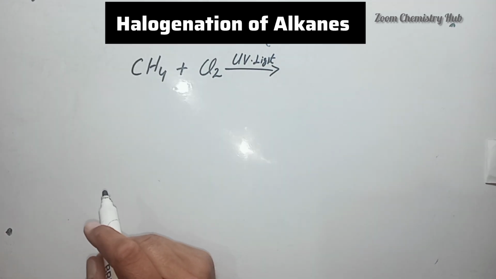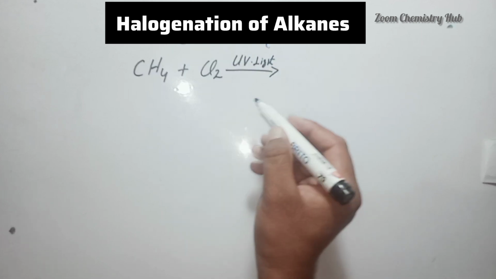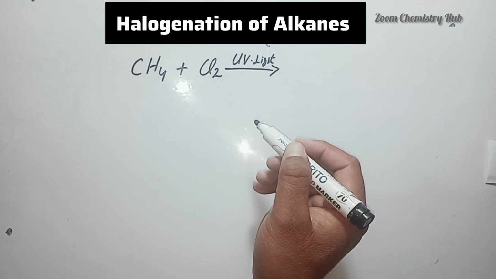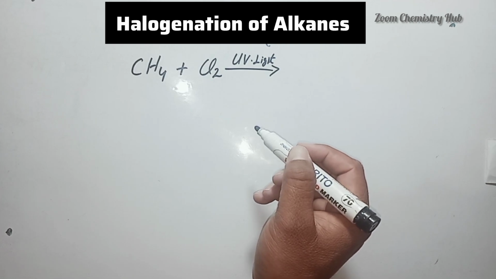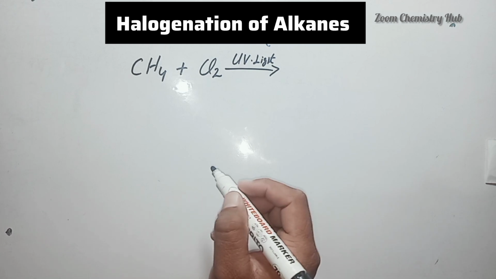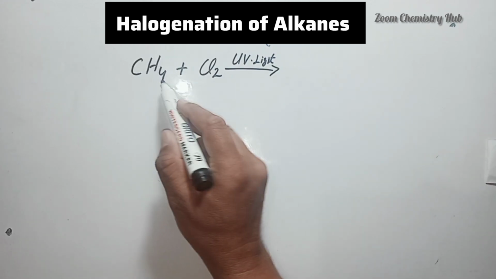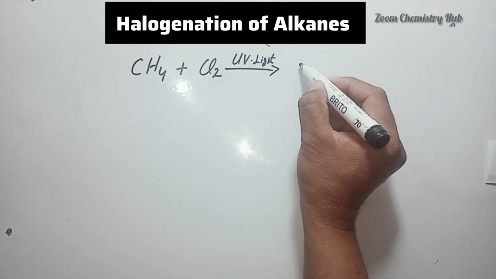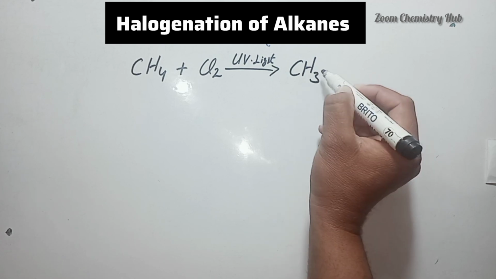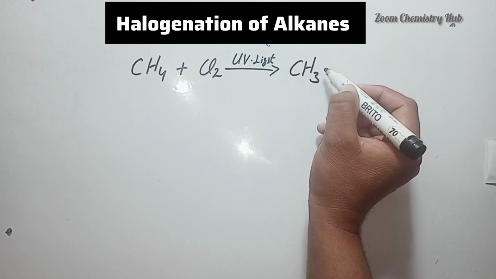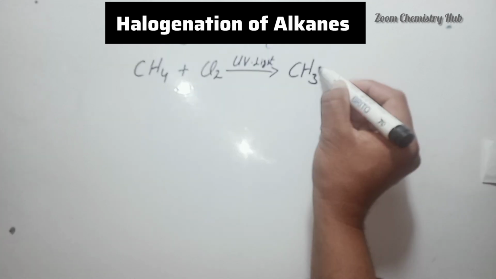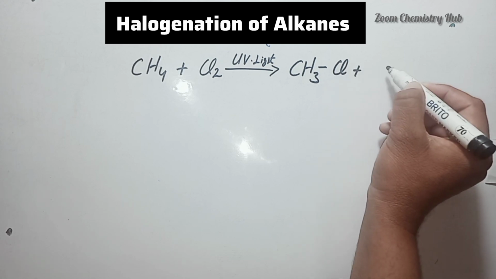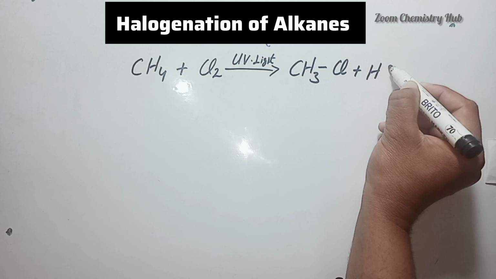In excess of chlorine, this reaction does not stop, and it consists of a series of reactions, and in each step one hydrogen atom is replaced by a chlorine atom. So in each step one hydrogen atom is replaced by one chlorine atom. So the products are alkyl halide and hydrogen halide, that is, alkyl halide, methyl chloride, and hydrogen halide, that is the HCl molecule, are formed.